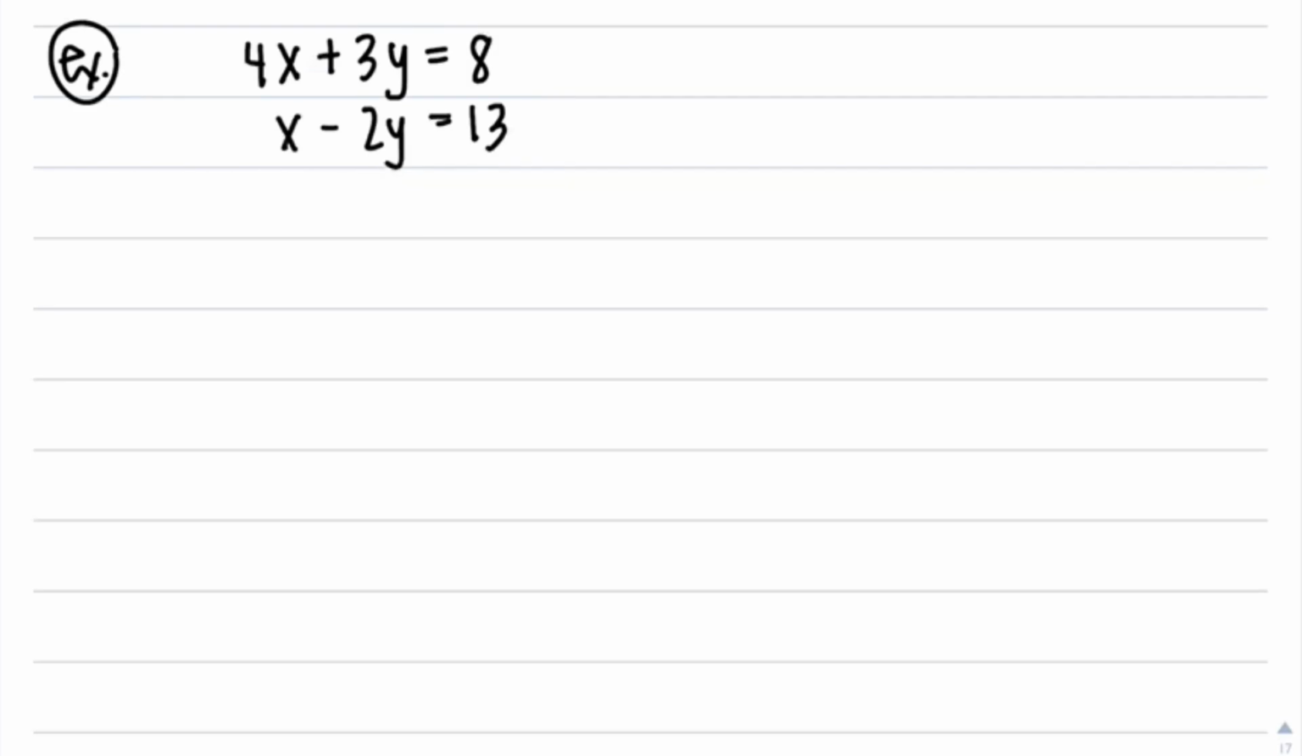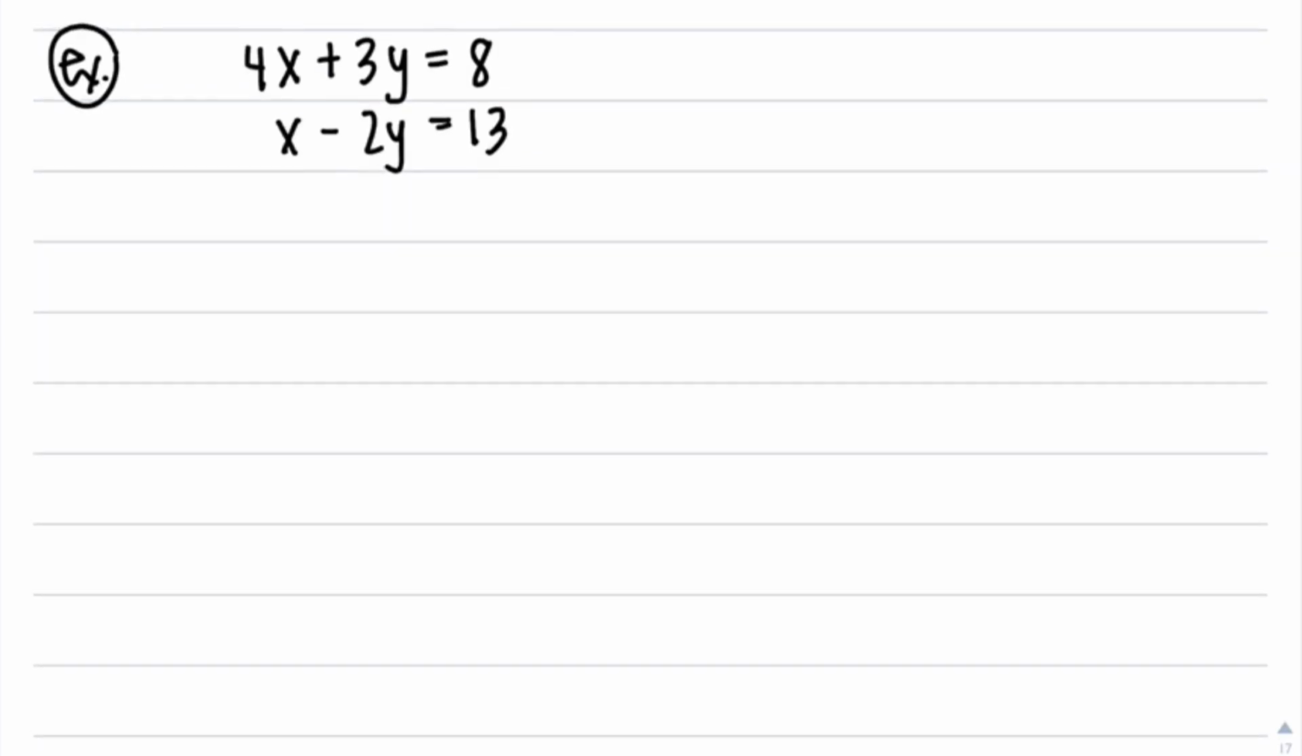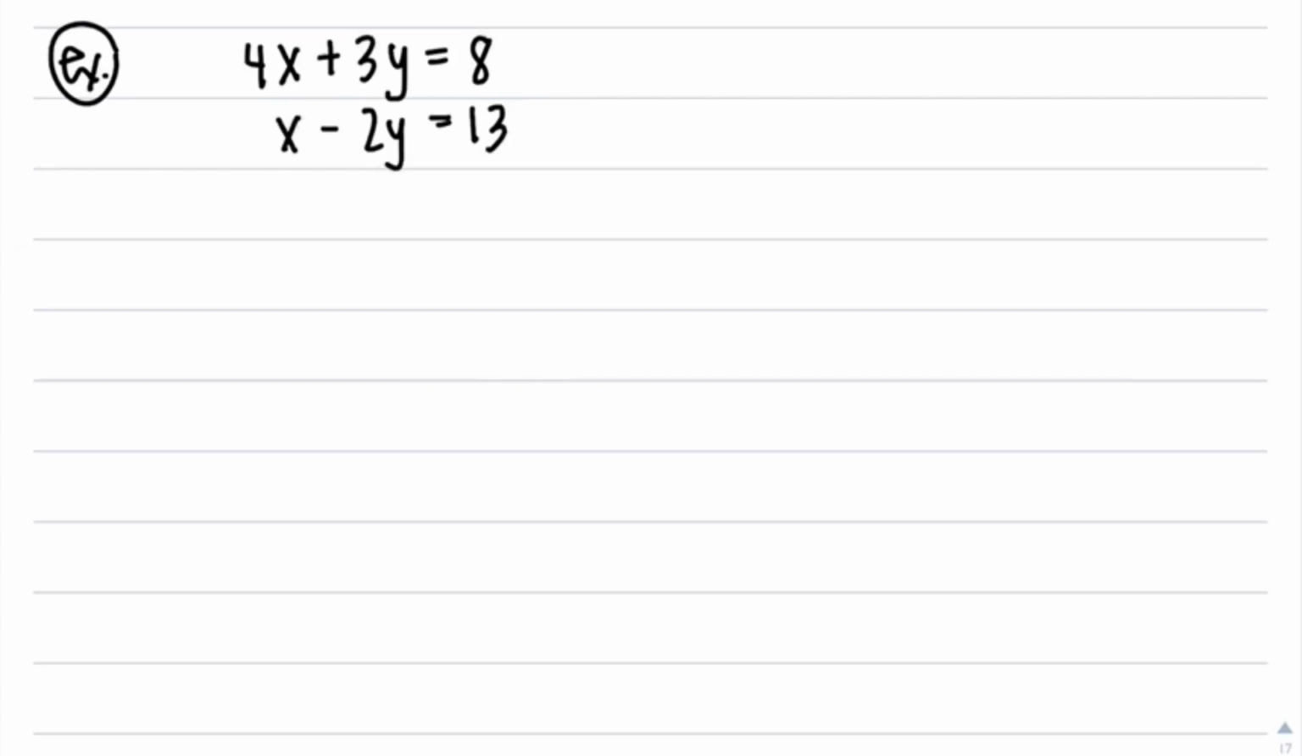All right, so notice here the difference with this problem is that none of the terms cancel out right away. I have 4x and x. And those aren't the same, so they don't cancel. On this one, I have 3y and negative 2y.